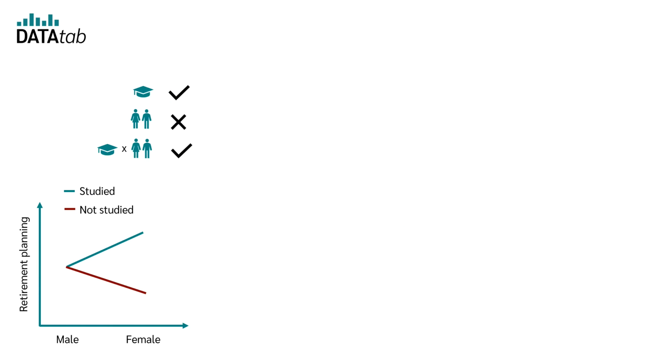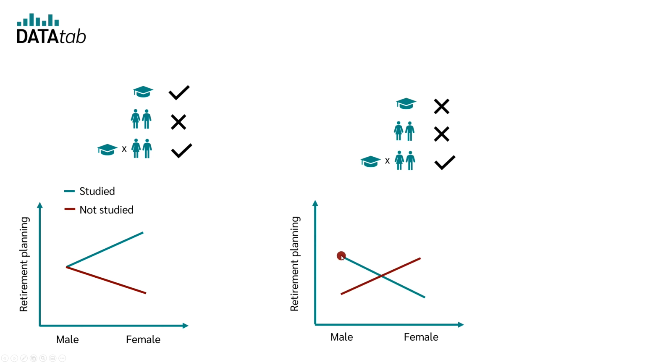Of course, one could also get the following results. In this case, studying would have no influence at all on men, but only on women. So the mean value is exactly the same for men, regardless of whether these people have studied or not. Or let's look at an even more extreme case. In this case, men would have a higher value for those who have not studied, and women would have a higher value for those who have studied.